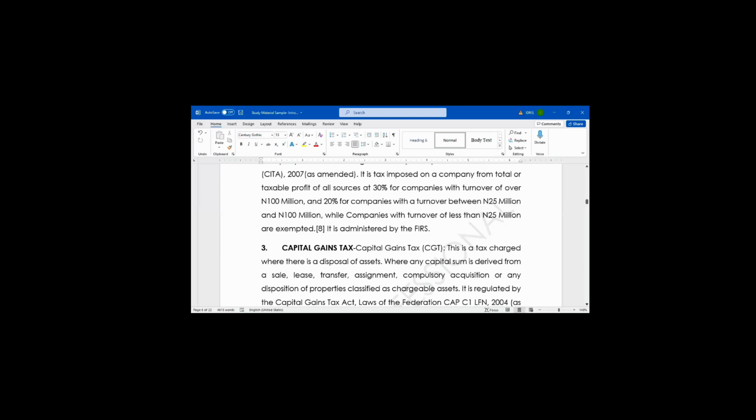For company income tax, who collects company income tax? Who administers company income tax? The federal government. Yes, Federal Inland Revenue Service. They are the ones that collect and administer company income tax. For capital gain tax, who collects capital gain tax? Who imposes capital gain tax or administers capital gain tax?